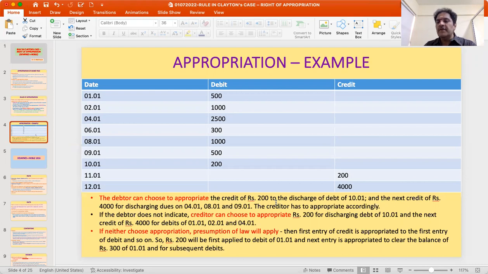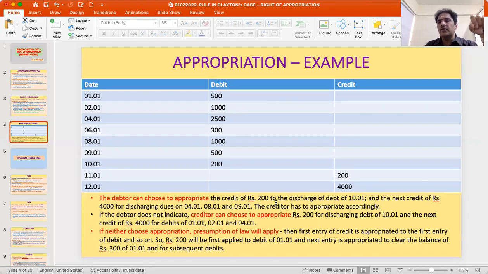So here, the first entry of credit, that is 200, will be first appropriated to the extent of the first entry of debit. That is 500 rupees, the amount which is the first entry of debit. So from that, 200 rupees will be adjusted and 300 will be remaining. Then the amount of 12,000 on 12th January, 300 will be first used for paying out the balance of 300 which was due after 200 has been appropriated. Then the 1,000 rupees, then 2,500 and 300 will be cleared. So the dues up to 6th January will be cleared based on this.